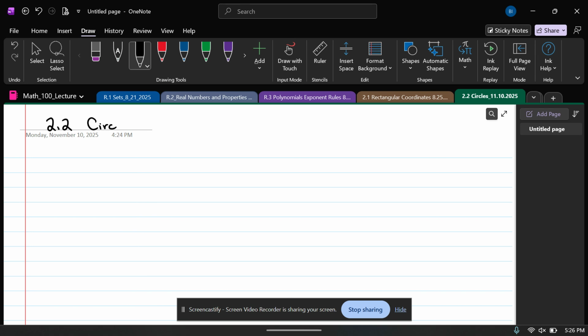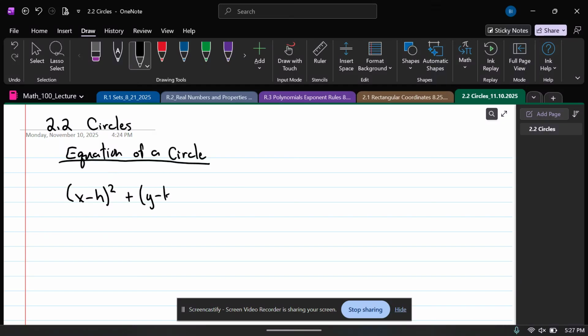2.2, circles. All right. What you need to know about circles is the equation of a circle. And I guess it does kind of fit. The equation of a circle is x minus h squared plus y minus k squared equals r squared. Okay? So it looks a little bit like vertex form on a quadratic. So I guess that's kind of why it fits inside of this particular part of the course, as it looks a lot like vertex form.